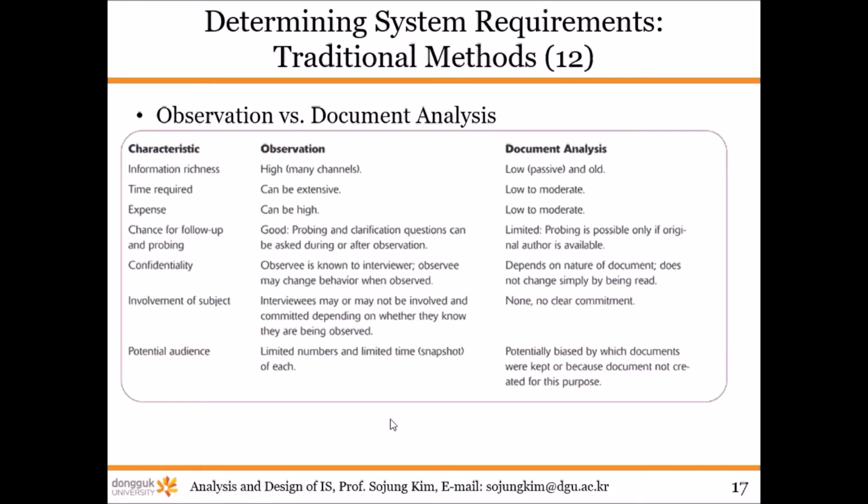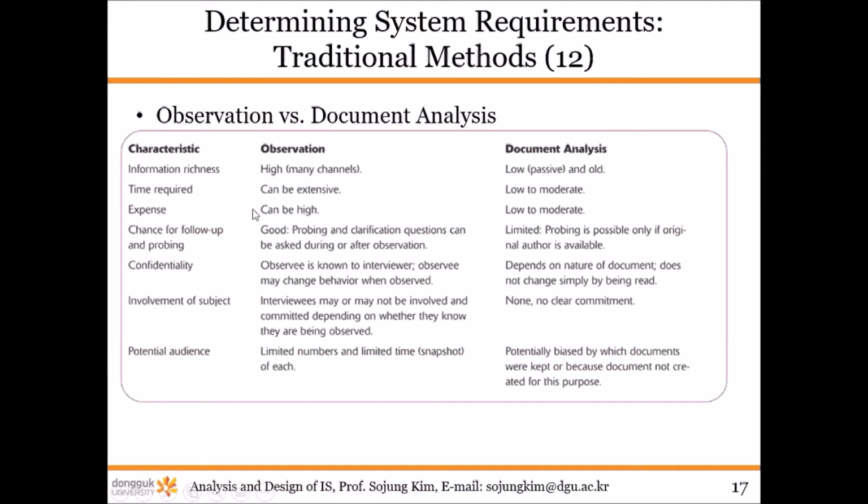And detailed information is also here as well. So, the difference between observation and document analysis is pretty clear, so you don't need to think too much about it. For observation, information richness is high, and for document it is low, and the time required for observation can be extensive, right? You need to record someone. And for the document, you can just spend a minute to review it.